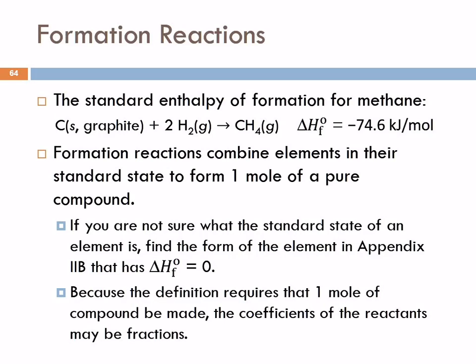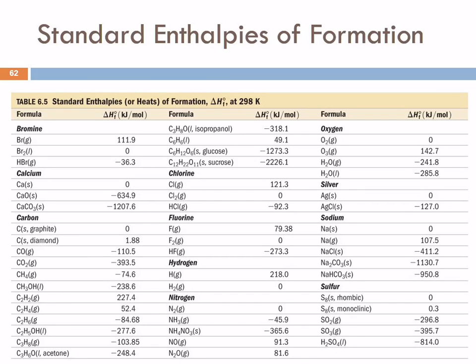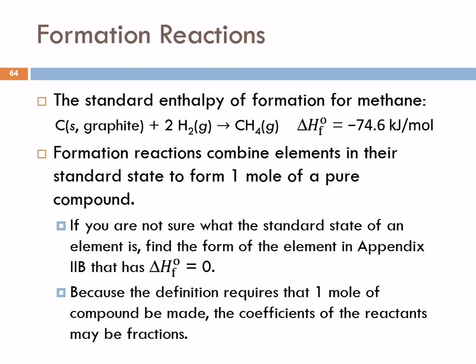So to make this information useful so that we can calculate what's going on, we have to understand what formation reactions are. So the standard enthalpy of formation for methane is this, and we could look that up in the table. In fact, let's do that. So methane is under carbon. Here's methane. So forming methane, minus 74.6. The unit is kilojoules per mole. So minus 74.6 kilojoules per mole.